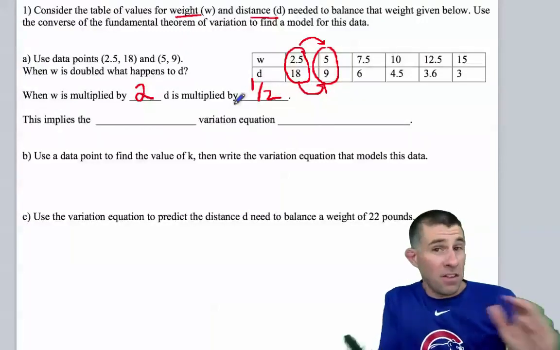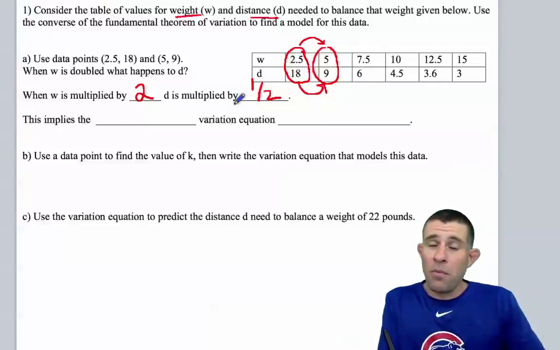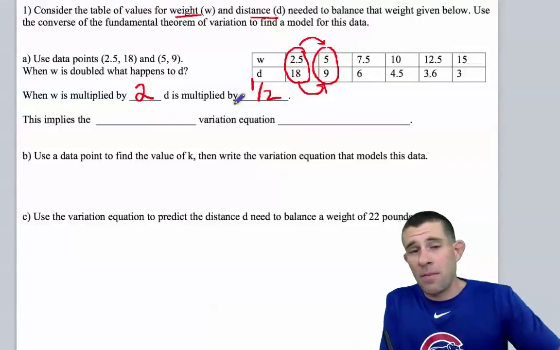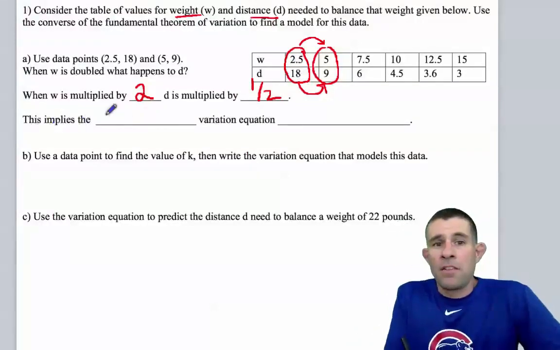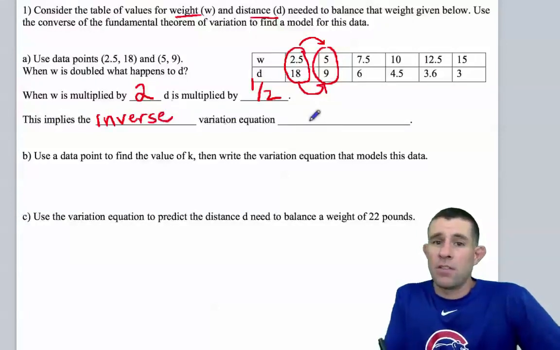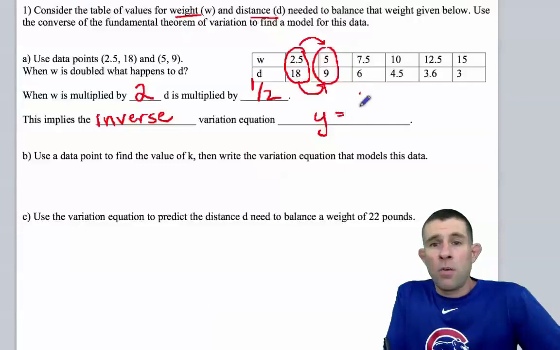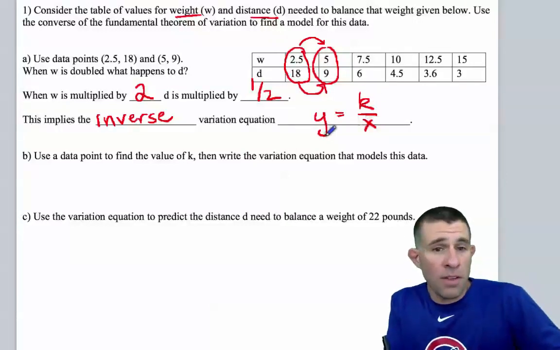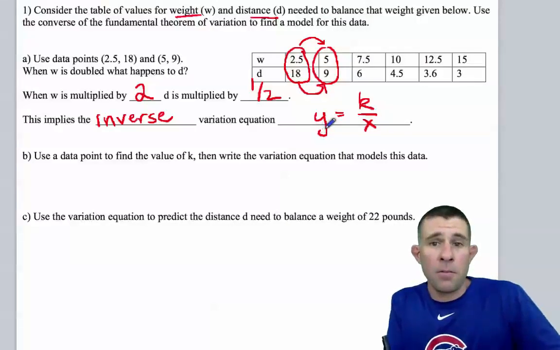In other words, now these are inverse operations. One's being multiplied, one's being divided. So keep that in the back of your mind. This implies this is an inverse variation equation, and most likely it will follow y equals k over x. But we have to test some points out to find out if this is the correct model.